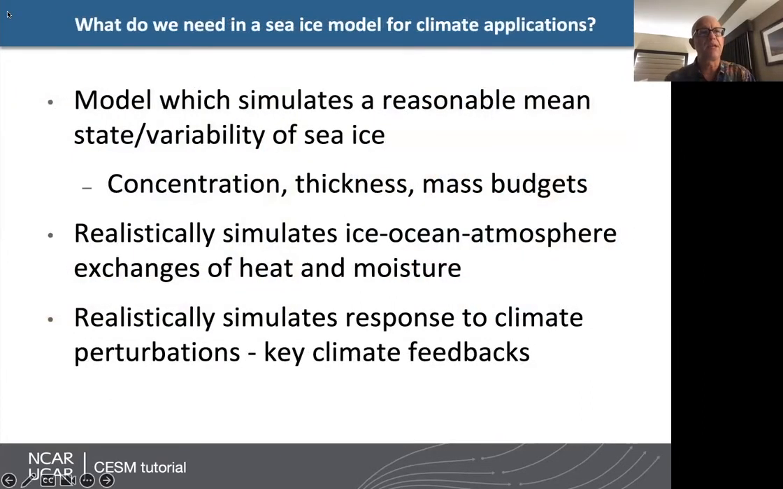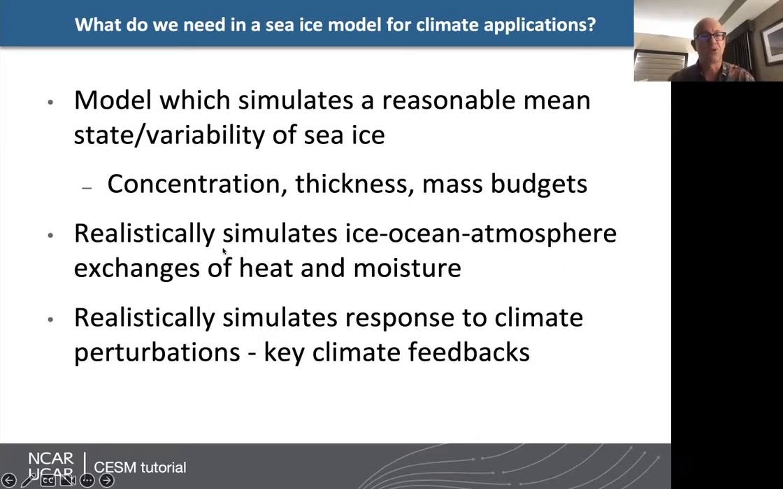So what are the key points to this? How do we try to model this difficult, disparate set of flows? Well, we have to have some sort of continuum approximation to this. And ideally what we want is a model that will reasonably simulate the mean state and variability of the sea ice. So those earlier trends that I talked about, that's something that we're really looking for in the model. That's a metric that we use to evaluate the model.